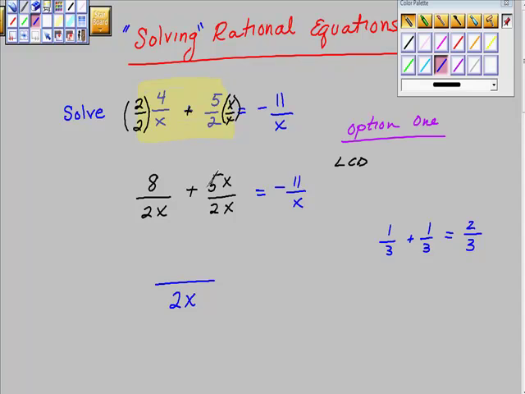And then what is 8 plus 5x? Remember, you can't add unlike terms. This is 8 ones. This is 5x's. So 8 plus 5x's is 8 plus 5x's, right? You can only add x's to x's and y's to y's and numbers to numbers, right? So equals negative 11 over x.